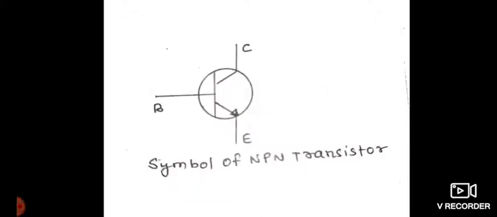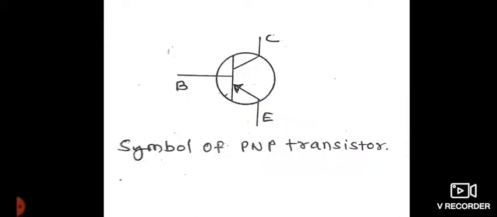This shows the symbol of the NPN transistor. In this symbol you can remember like this: the arrow mark is always the emitter, and the head of the arrow mark is N. So, emitter is N, base is P, collector is N. So, it is an NPN transistor. And this is the symbol of the PNP transistor. See, the head of the arrow mark is towards the base. So, base is N, emitter is P, collector is P. So, it is a PNP transistor.